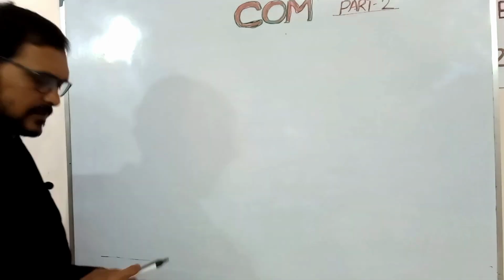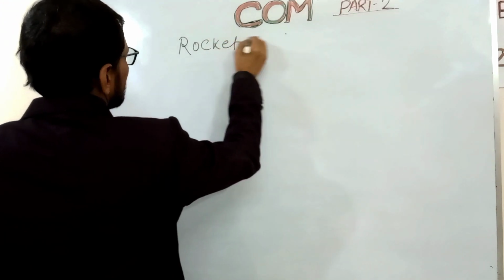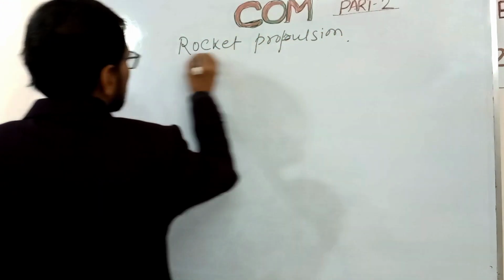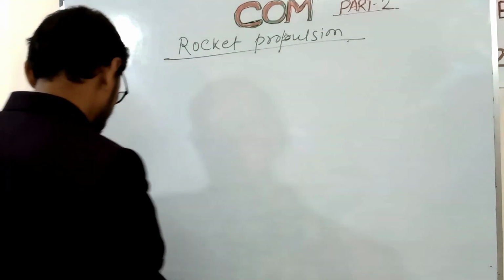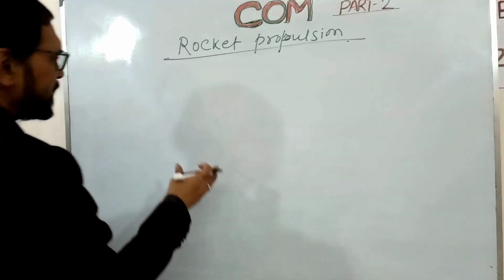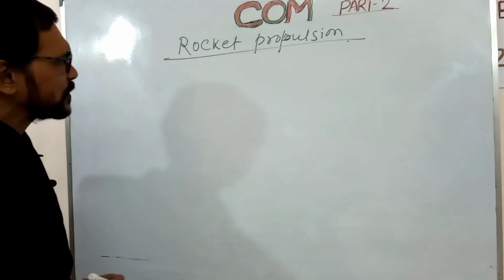These are the formulas. Now the next topic is rocket propulsion. For a rocket, we have to find the velocity of the rocket after t seconds from the launching.